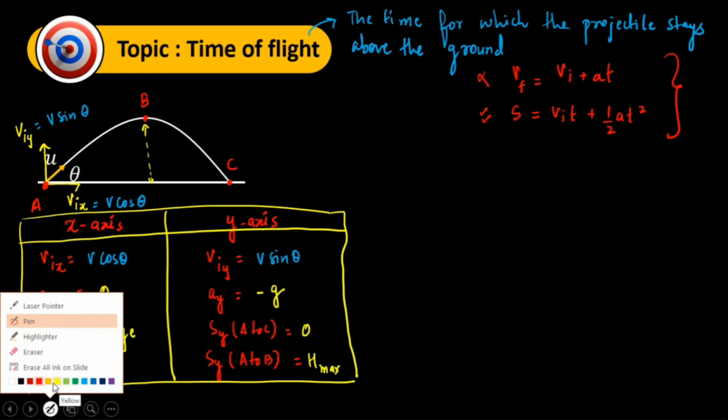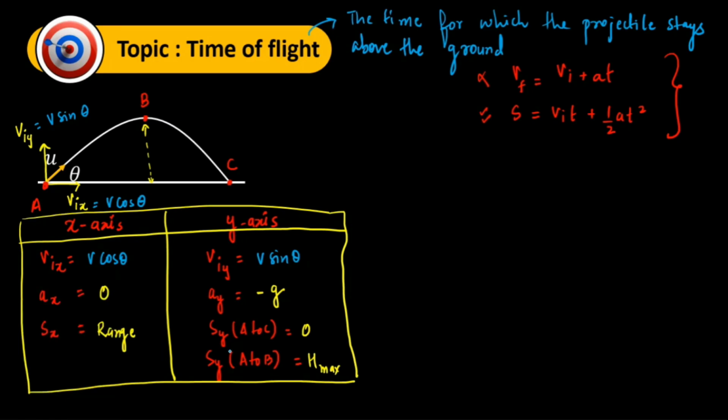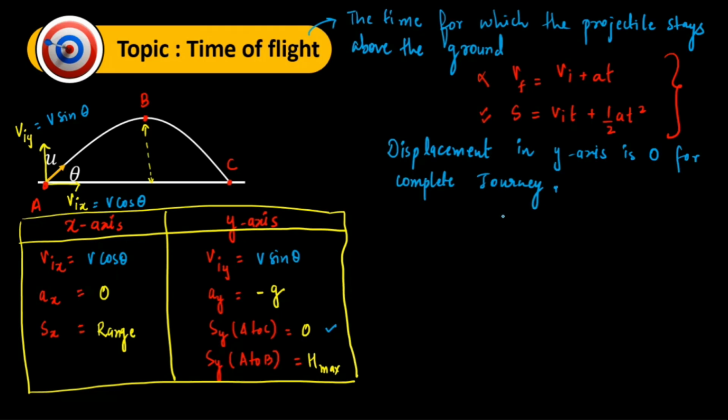So if you just look at the given information we have here, the displacement in the y-axis for the complete journey is going to be 0. So we'll use that only. As we know, displacement in the y-axis is 0 for the complete journey of the projectile. So if it is 0 for the complete journey, I can write Sy is going to be 0. That is for A to C.